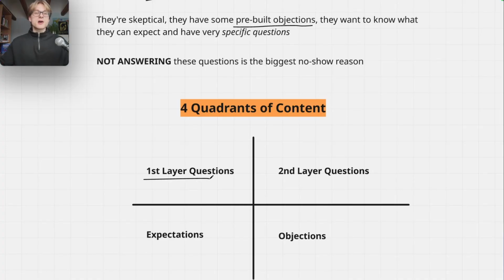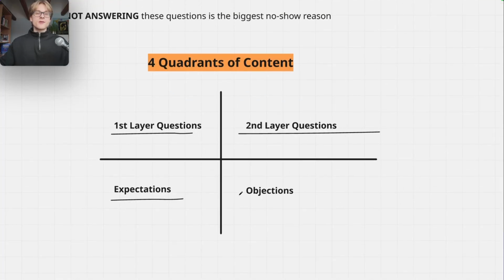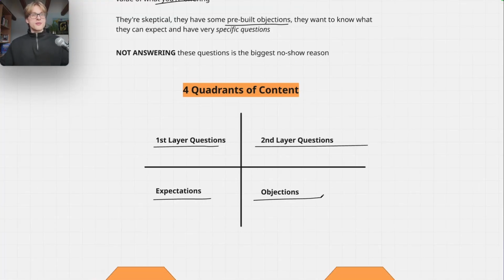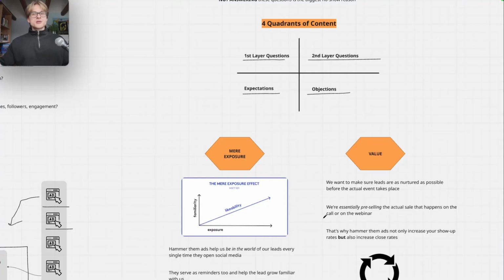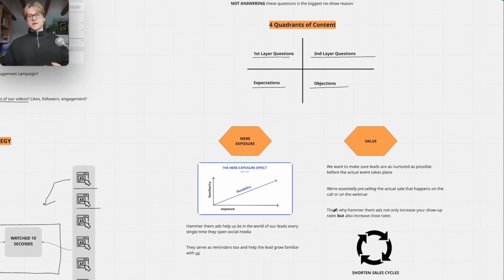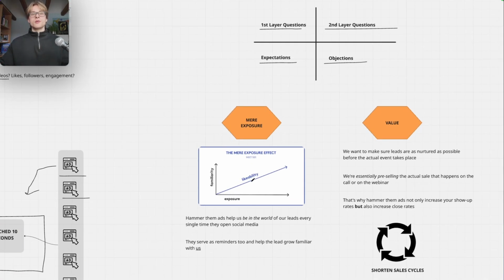So this could be first layer questions, it could be second layer questions, it could be expectations, this could be objections, every single thing in there. You literally want to answer all of these different questions that these guys have, first layer, second layer, objections, expectations, every single thing there. When you answer these questions, you're taking advantage of 2 different biases, let's say mechanisms, through which M&M ads increase your show rates and your overall conversion rates.